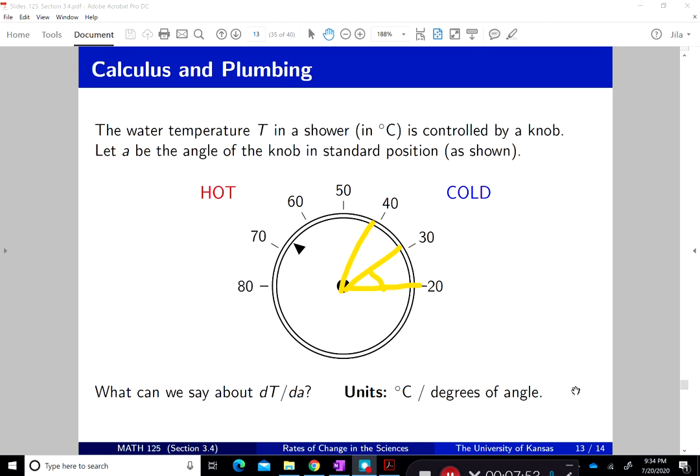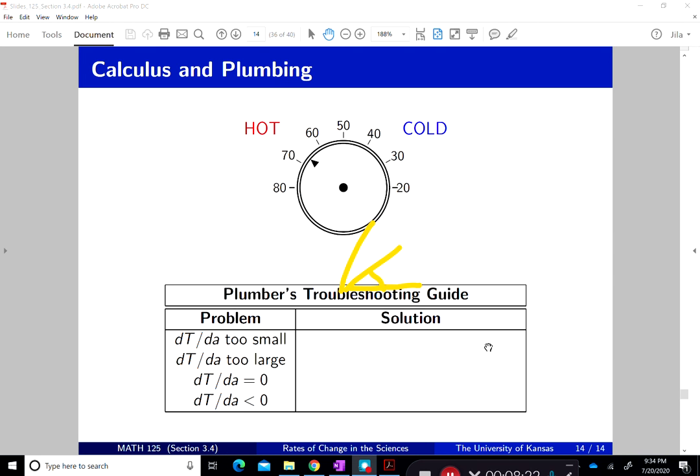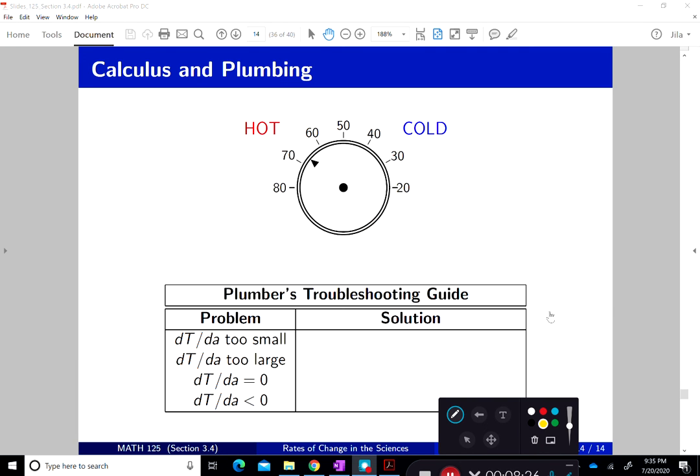And so it should be an increasing function and it should match the degrees over here. So for every, let's say, pi over 6 increase, I have to have 30 per pi over 6, 10 degrees Celsius per pi over 6 increase. Now, what if the plumber is having a problem when dT/dA is too small? It means that we're increasing, it's supposed to, for example, go to 70 degrees and it's not doing that. So what could be a cause of the problem?